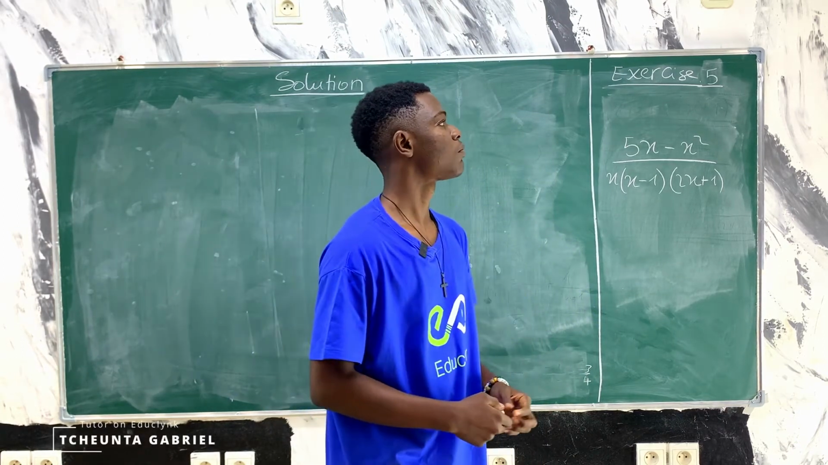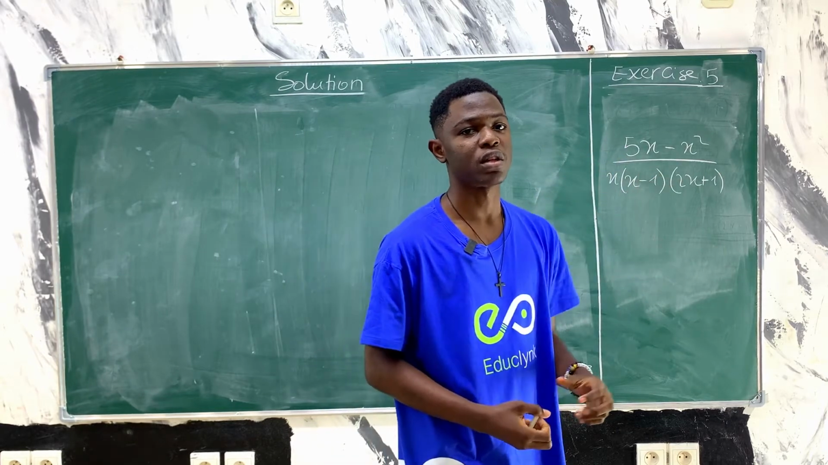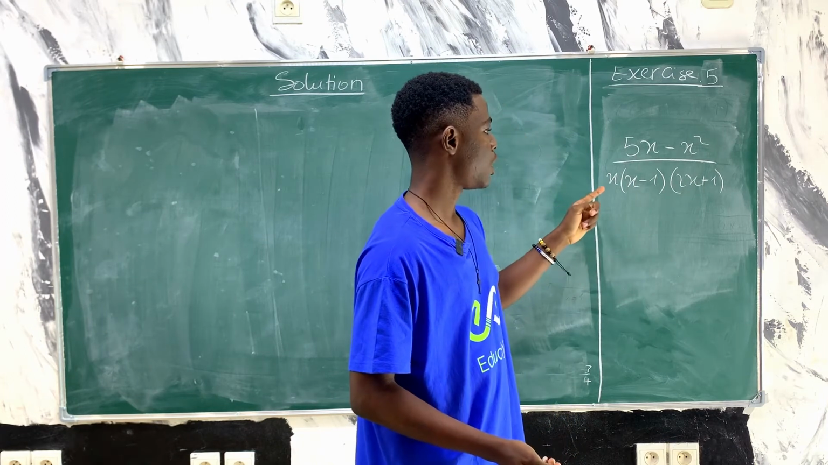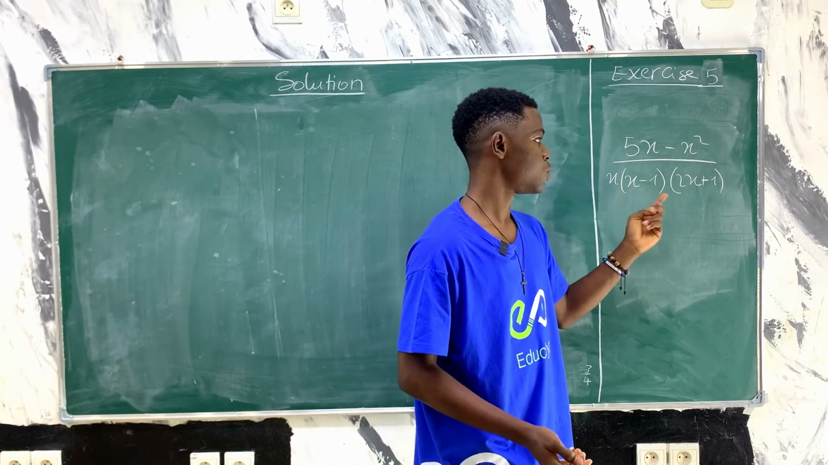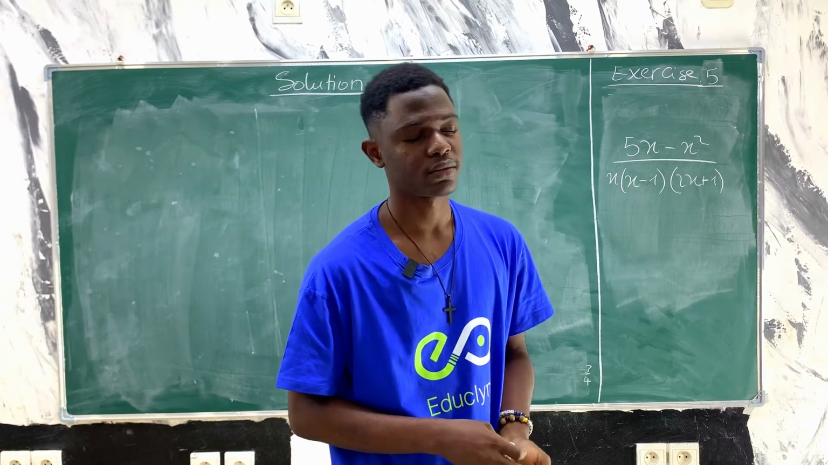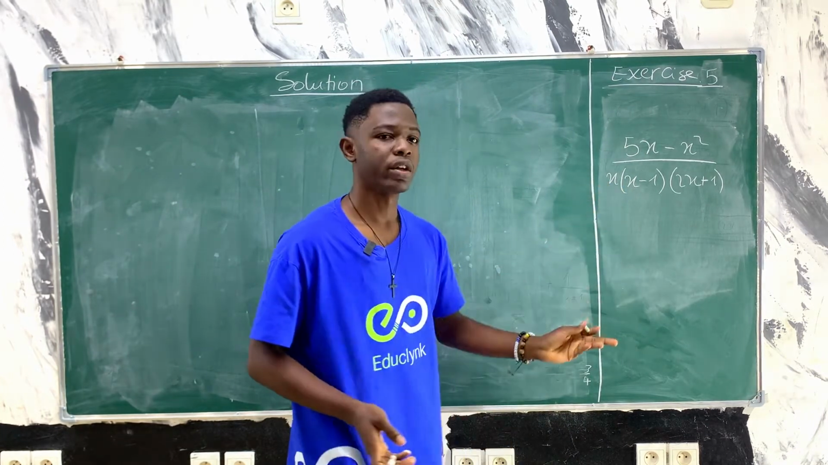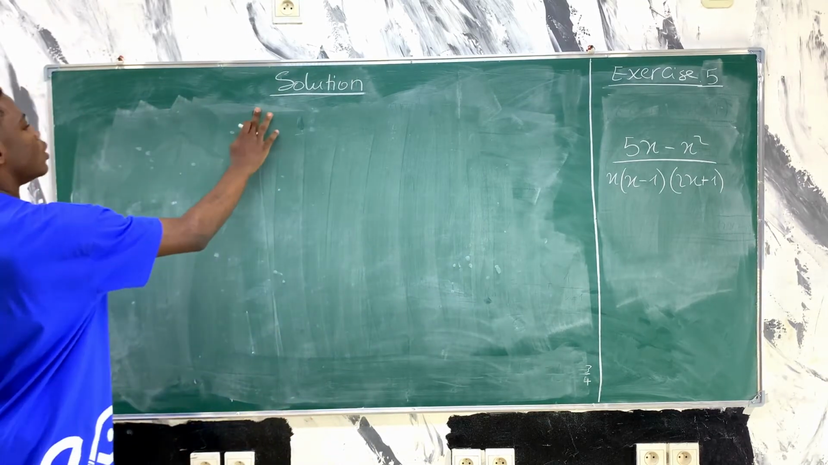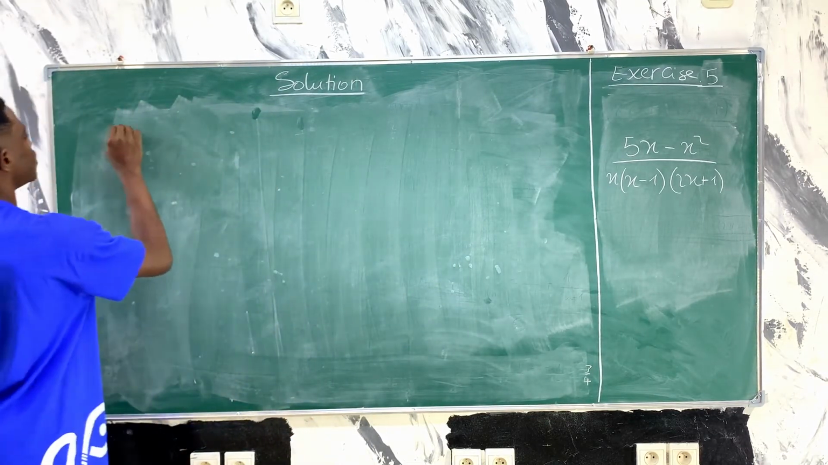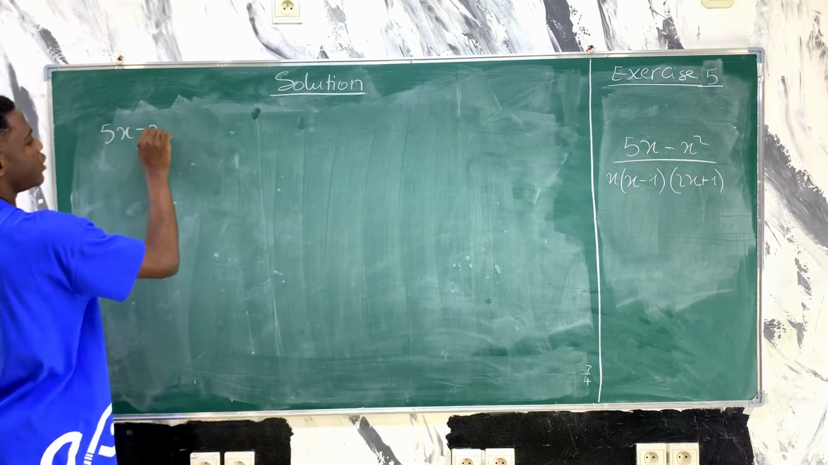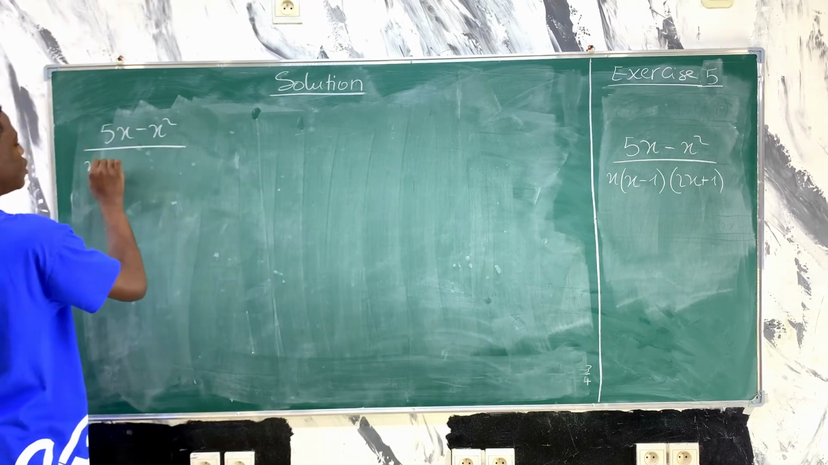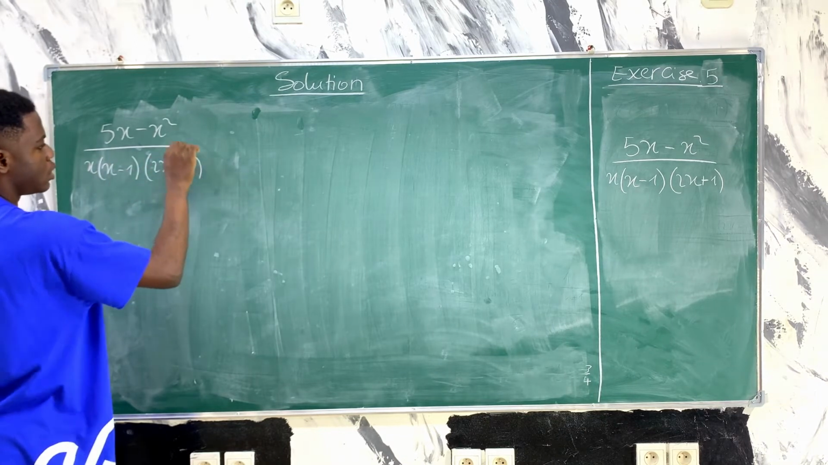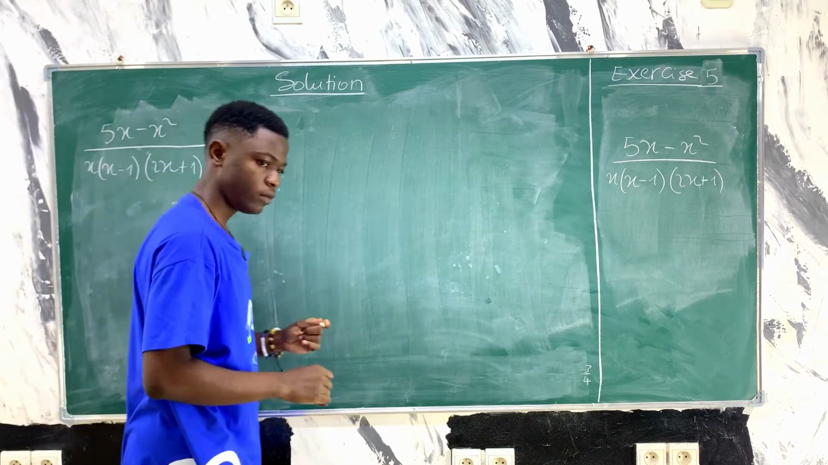We are on exercise 5 on partial fractions. The exercise goes by 5x minus x squared all on x into x minus 1 into 2x plus 1. You can see that this is quite simpler than all of the other ones that we have been doing. So let's write the question. We have 5x minus x squared into 2x plus 1.